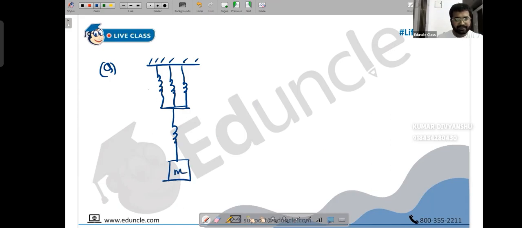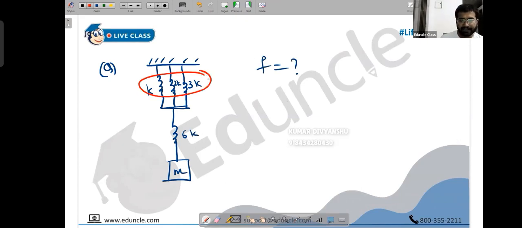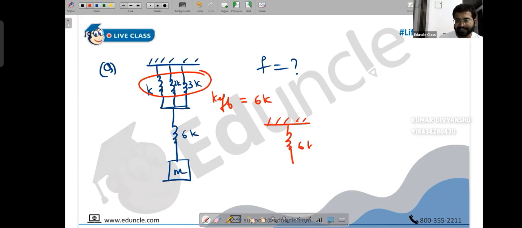Suppose they have given us, let's say this is k, this is 2k, this is 3k, and let's say this is 6k. And they're asking you to find the frequency of oscillation. So first of all, these three are in parallel. So instead of them, the k effective for these three, direct addition, k plus 2k plus 3k, answer is 6k. Now instead of these three, I've got a single 6k, but there is already another 6k in parallel, and then there is a block of mass m.